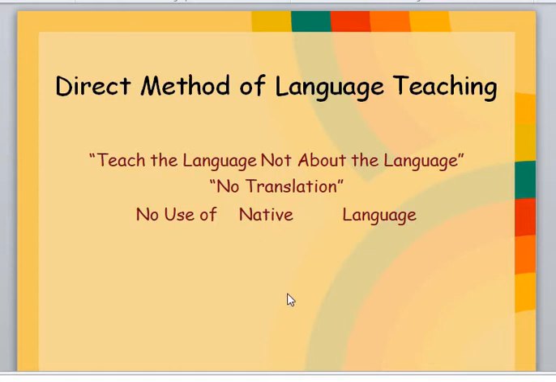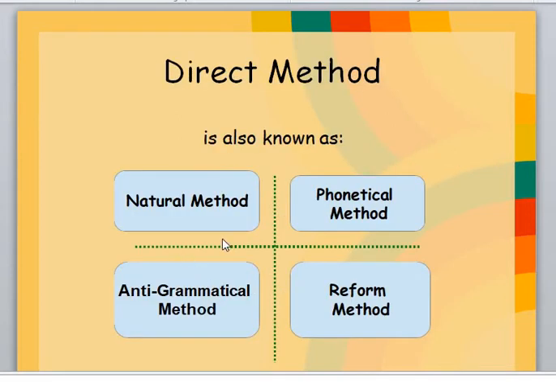The direct method of language teaching is also called the natural method, because here the focus is on developing speaking skills. If a person is good at speaking, then he or she is considered as having competency in a particular language. And if a person can only read and write but cannot speak, then it cannot be considered that the person has the ability of language and is competent in that language. So the direct method focuses particularly on developing the speaking skills of the learners. That's why this method is called the natural method.